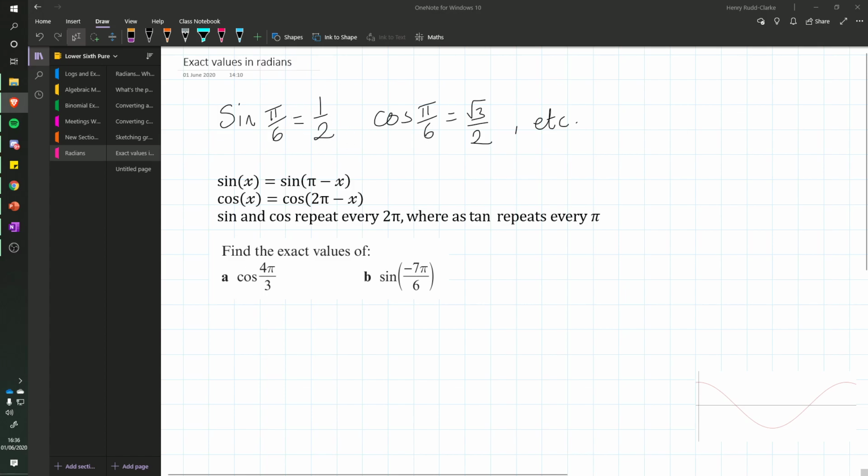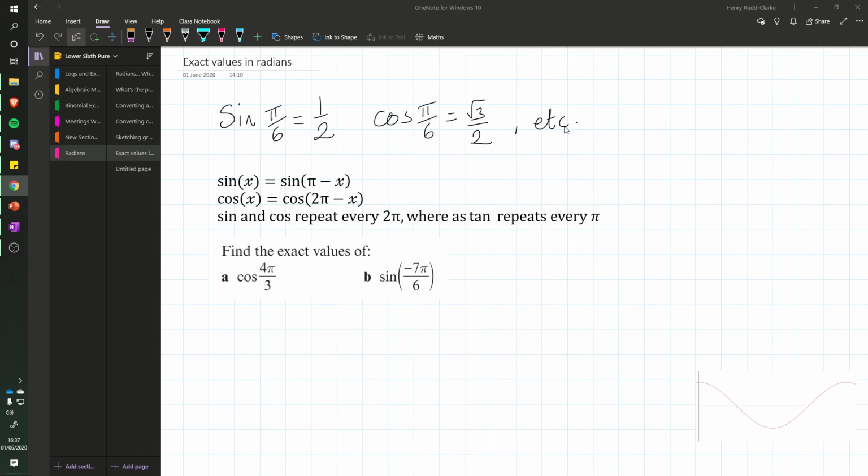If you look in the textbook on page, what page is it? Page 117. It's got a list of all the classic exact values there. And that's exactly the same as the ones that you will know in degrees. It's just they're in radians now. So that's why I've written sine pi over 6 is a half, cos pi over 6 is root 3 over 2, because these are like sine and cos of 30. So it's the same output, etc.